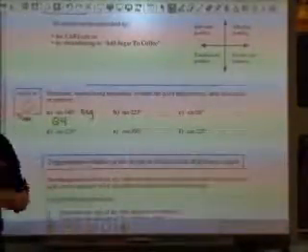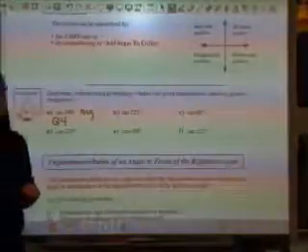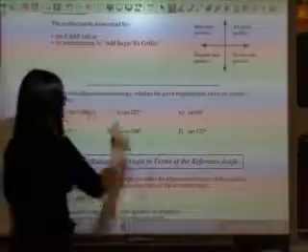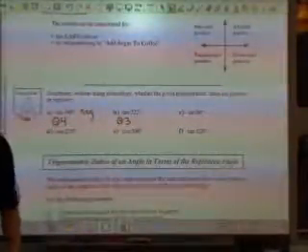227 degrees, what quadrant am I in? Quadrant 3. And what is the value of tan in quadrant 3? Positive.